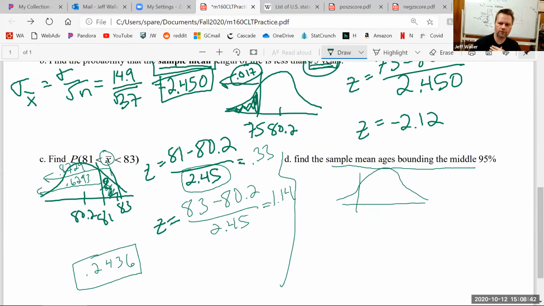If you do look up, and look, that's 0.95 there. So how much is down here?